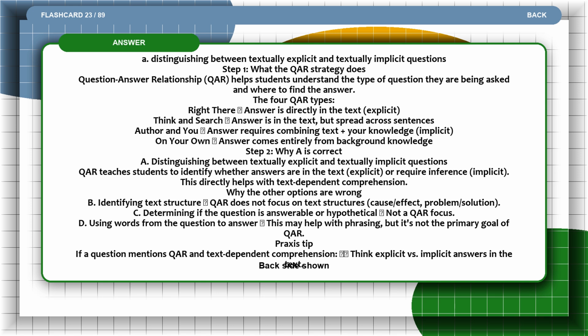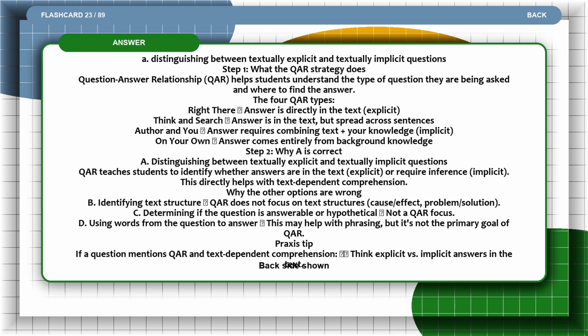Step 2. Why A is correct. A. Distinguishing between textually explicit and textually implicit questions. QAR teaches students to identify whether answers are in the text (explicit) or require inference (implicit). This directly helps with text-dependent comprehension.